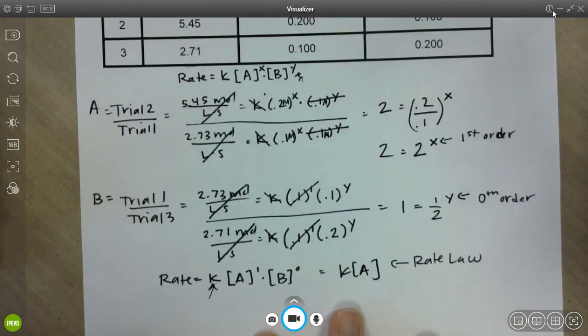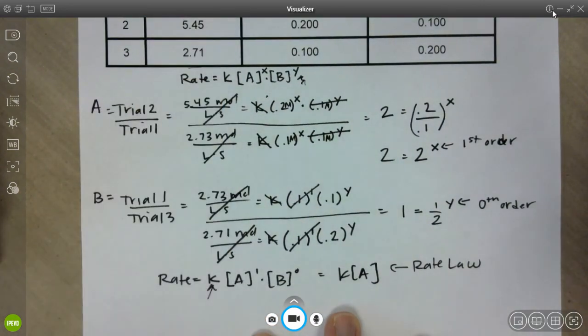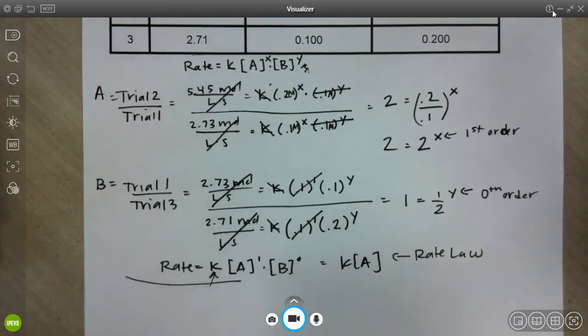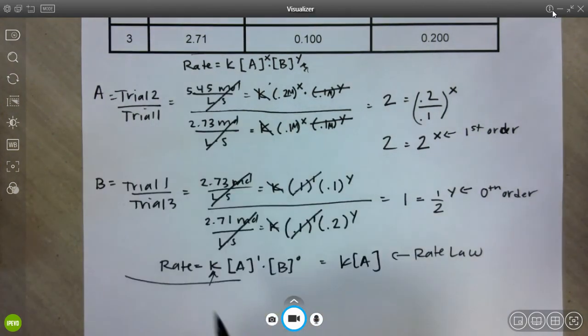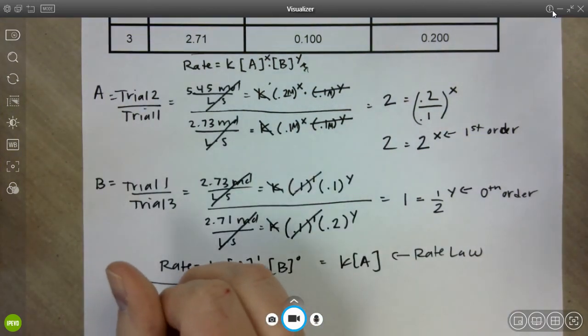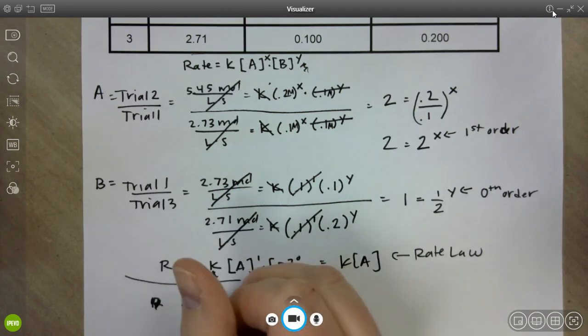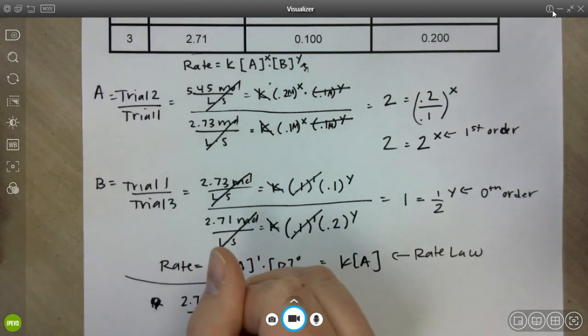So pick whichever one is your favorite. I'm going to pick this one because it is the one I can kind of fit on the screen here a little bit. So that's the one we're going to use. So you're going to pick the rate and you're going to put that into your trial. So I have the rate equaling 2.71, and that's moles per liter per second.